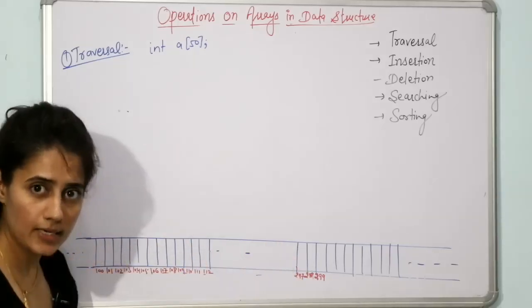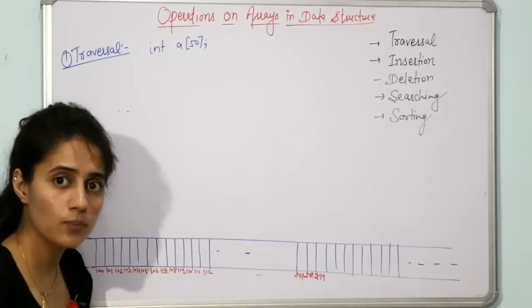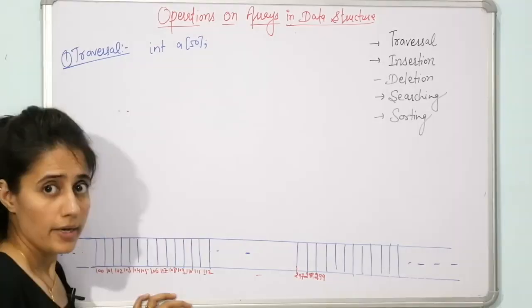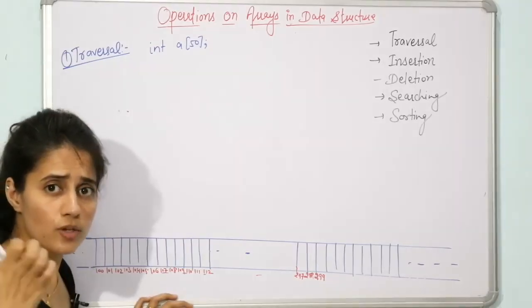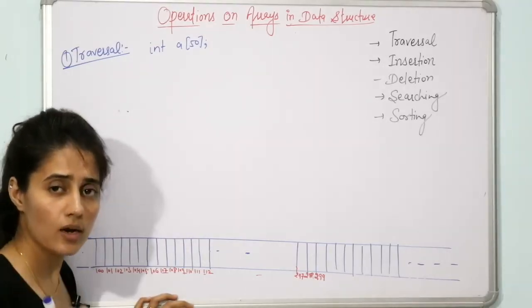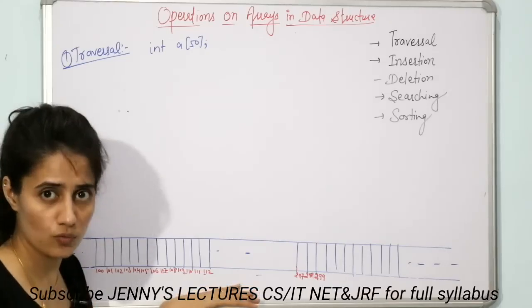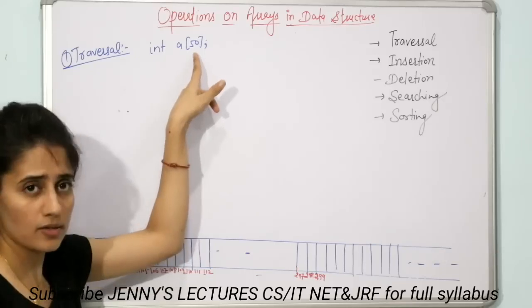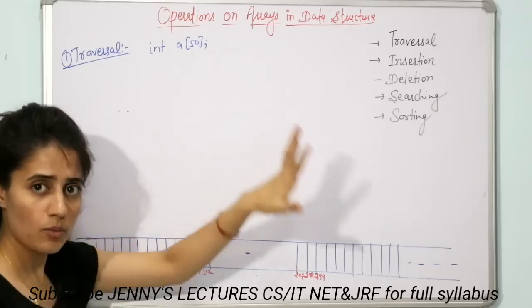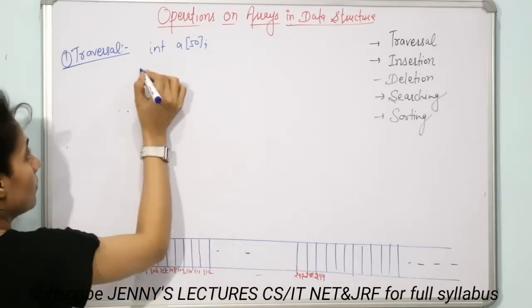But here we don't have any data now. We are going to take the input from the user. Now next thing is you can ask the user how many data they want to insert in this array. What is the actual size of the array? This is the maximum size. This is the maximum limit.